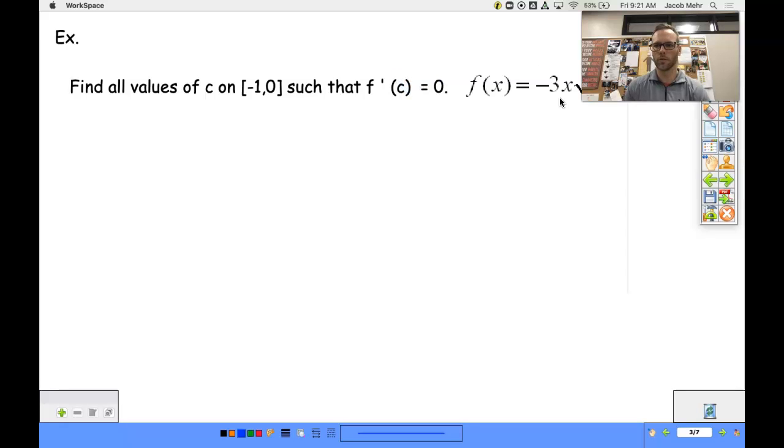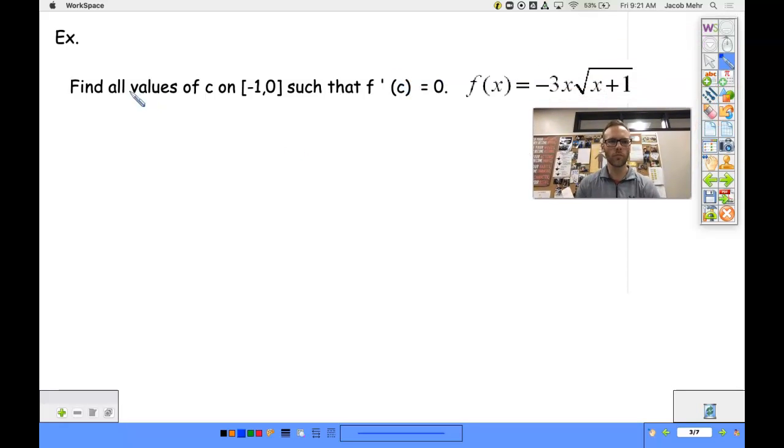Find all values of c on -1, 0 such that f prime of c equals 0. Here's our function, -3x times the square root of x plus 1. Well, can we first prove that there has to be some values of c in this interval such that f prime of c equals 0? So let's take a look at this function. Okay, -3x times the square root of x plus 1.